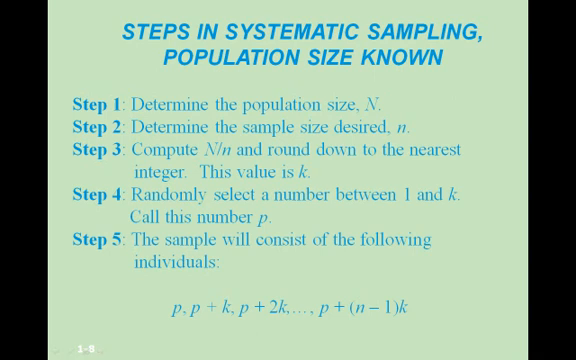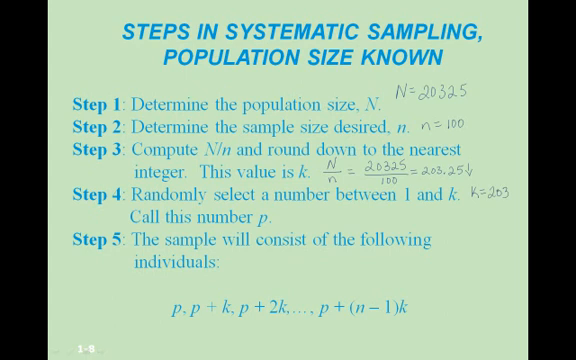If I start out with a population of, let's say, size 20,325, and I want a sample of size 100, then I need to compute my population divided by my sample size. So I want to take 20,325 and divide that by 100. And we get 203.25. Remember that we want to round down to the nearest integer, and that will be our value k. So for our purposes here, k will be equal to 203.